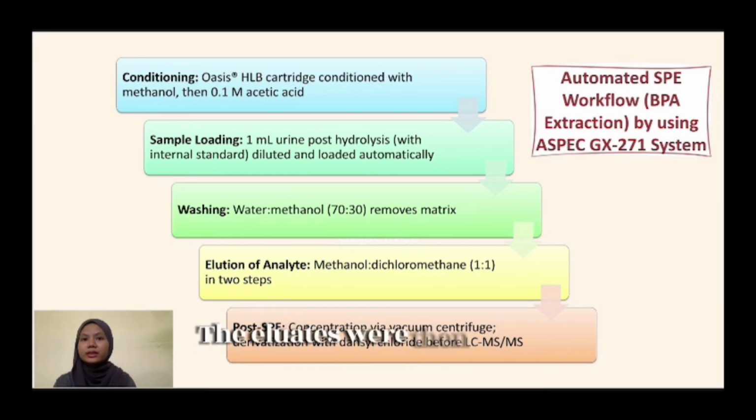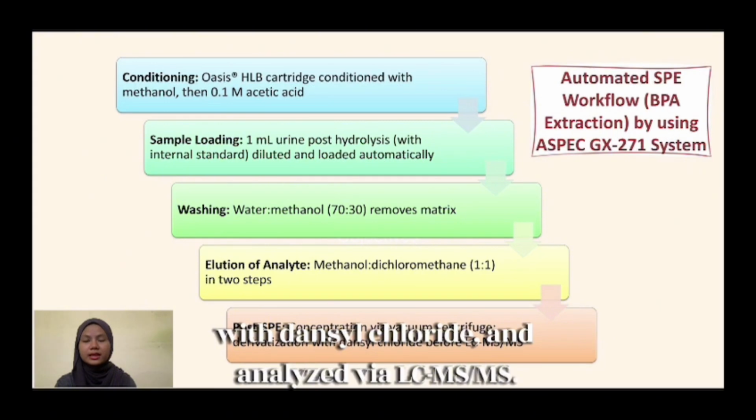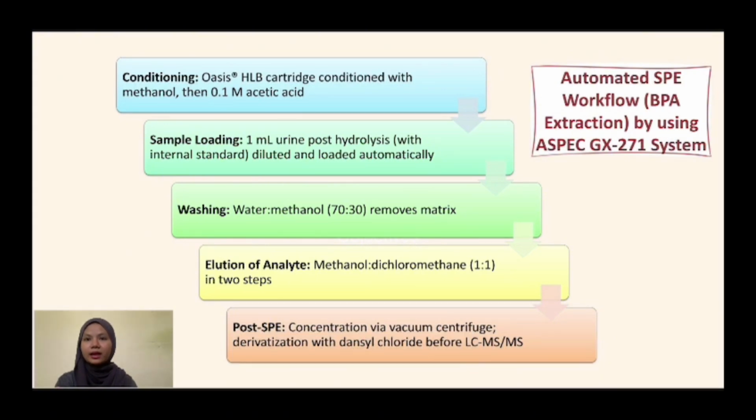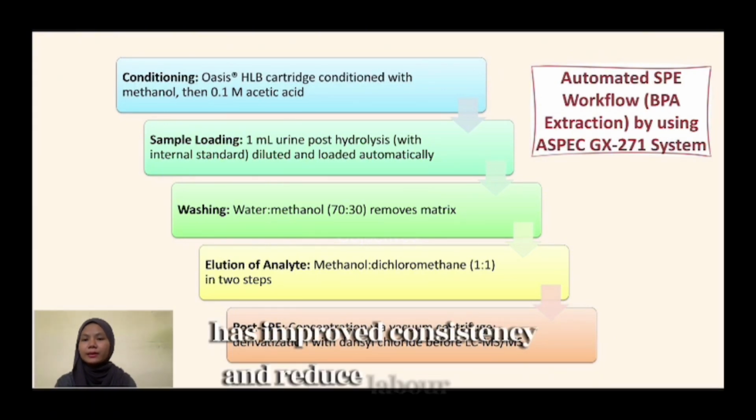The eluates were then dried, derivatized with dansyl chloride, and analyzed via LC-MS/MS. And this automated method has improved consistency and reduced labor work.